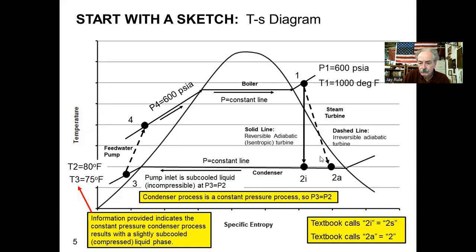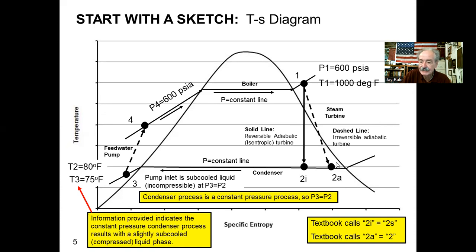Now, wow, we've got two process lines that describe the turbine. The first solid line is 1 to 2I. Your book calls this 1 to 2S. I called it 2I for the isentropic turbine. We don't have an isentropic turbine, but we're going to have to analyze that turbine in order to determine the actual process 1 to 2A. Your book calls this 2. I call that 2A, 2 actual.